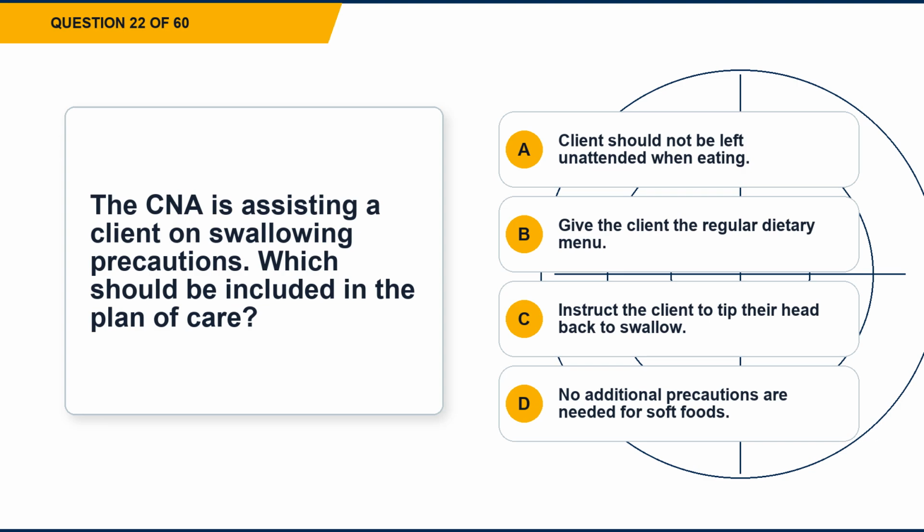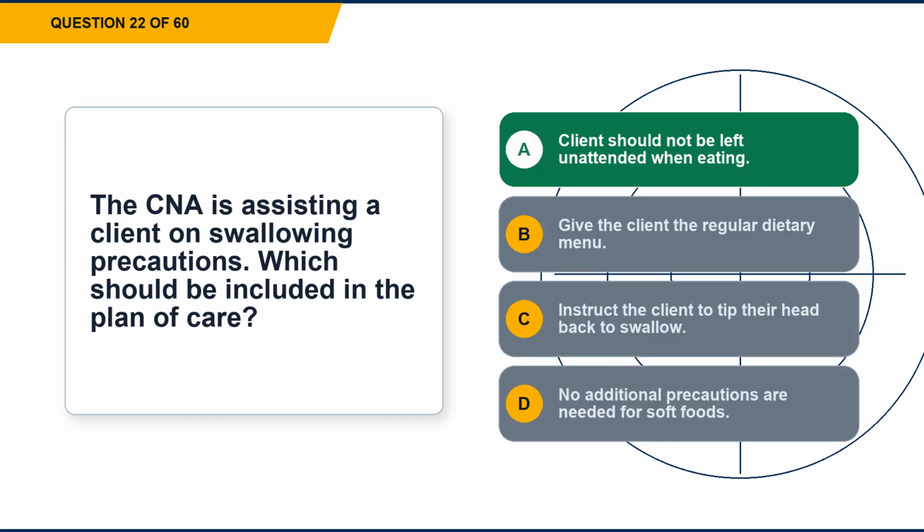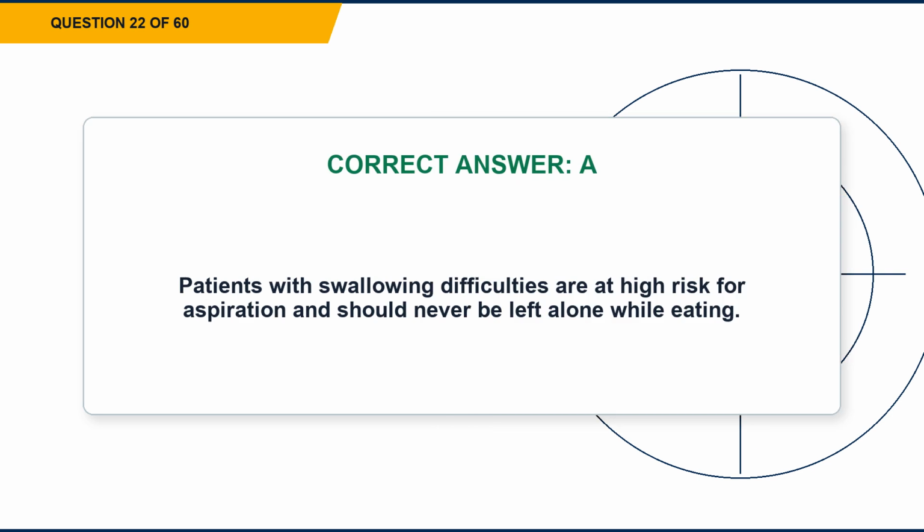Question 22. The CNA is assisting a client on swallowing precautions. Which should be included in the plan of care? Option A, client should not be left unattended when eating. Option B, give the client the regular dietary menu. Option C, instruct the client to tip their head back to swallow. Option D, no additional precautions are needed for soft foods. The correct answer is option A, client should not be left unattended when eating. Explanation. Patients with swallowing difficulties are at high risk for aspiration and should never be left alone while eating.